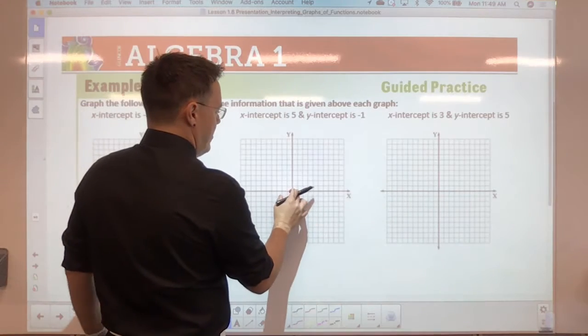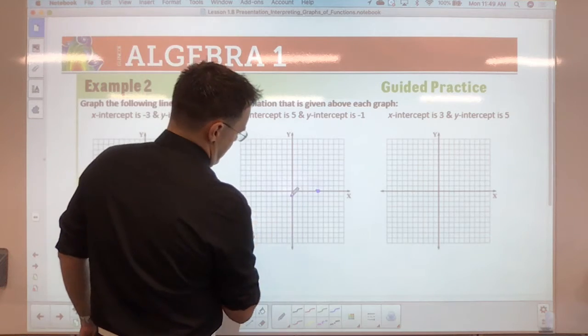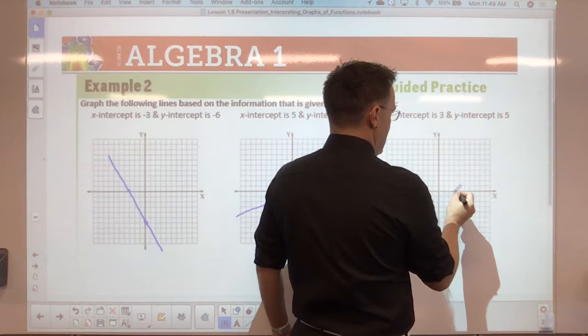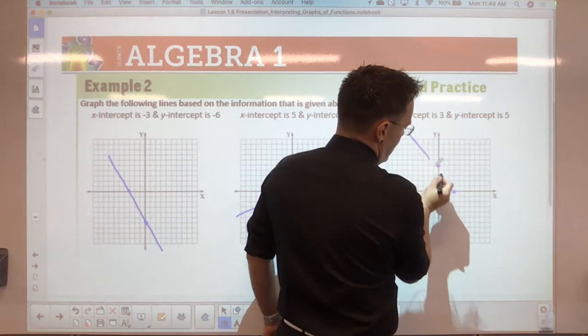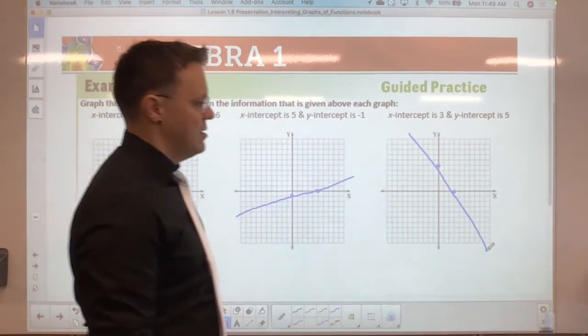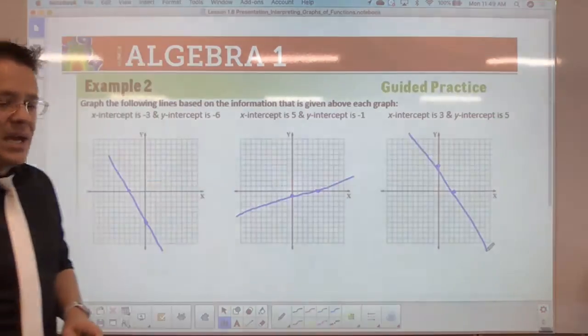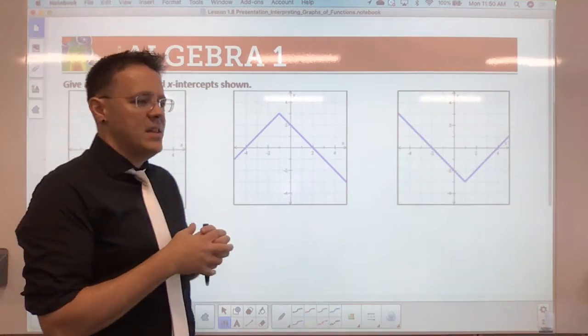All right, X is 5, 1, 2, 3, 4, 5, and then Y is -1 right there, and then we connect the dots, something like that. Then X is 3, Y is 5, 1, 2, 3, 4, 5, and then you connect the dots, something like that, okay? I'm looking for the angle and the slope. Make sure they're the same as what I have displayed here. That's what's most important.